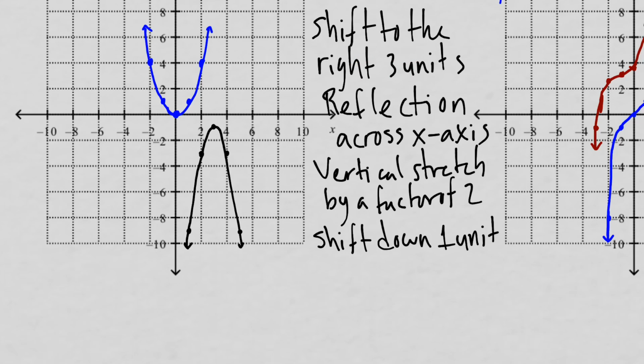And if you look at the graph, exactly what we just described is what happened. Shift to the right 3 units. Here's the vertex. It's shifted to the right 3 units. Reflection across the x-axis, so the graph flipped over and started facing this way. Vertical stretch by a factor of 2, that means that the graph was grabbed and stretched vertically. Look, these points are pretty close together, but now they're far apart. And also shift down 1 unit, so after you shifted it to the right, now you shift it down, and that's where the new vertex is.